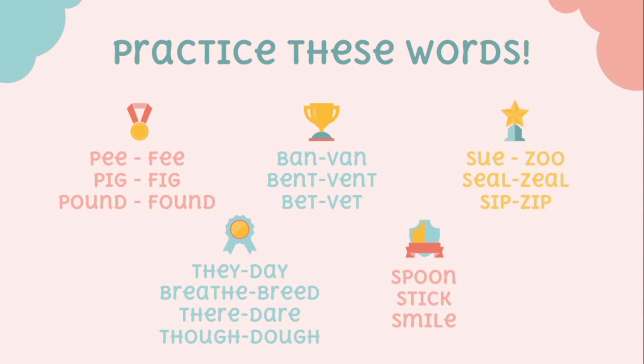TH versus D. They, day. Breathe, breed. There, dare. Though, dough. S versus ES. Spoon, not a spoon. Stick, not a stick. Smile, not a smile.